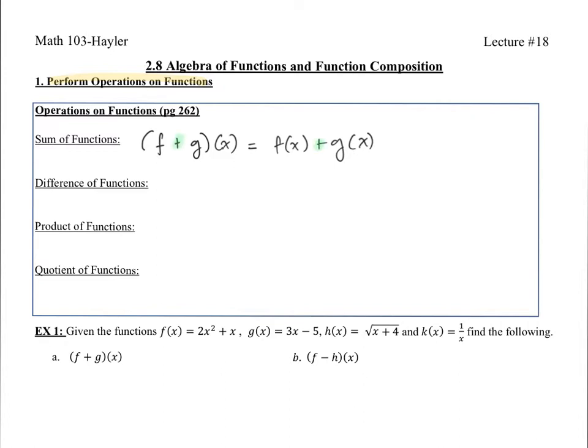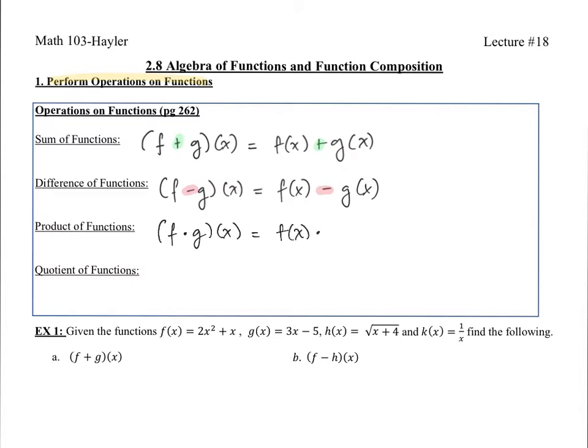The next one is the difference of functions. Very similar to sum, except this time we have a subtraction. So this is read f minus g of x, and this will equal f of x minus g of x. Pretty straightforward so far, I think. Next we have the product of functions. What is product? That's multiplication. So if you have f times g of x, that'll equal f of x times g of x.